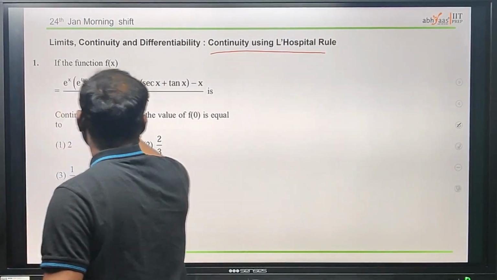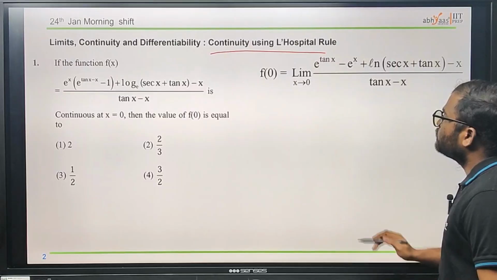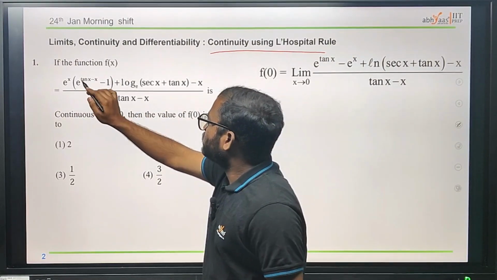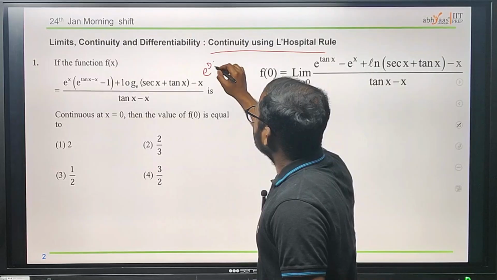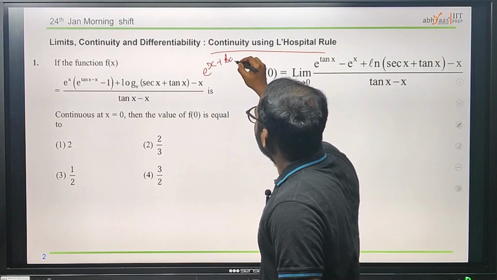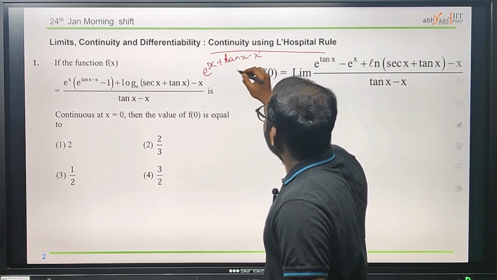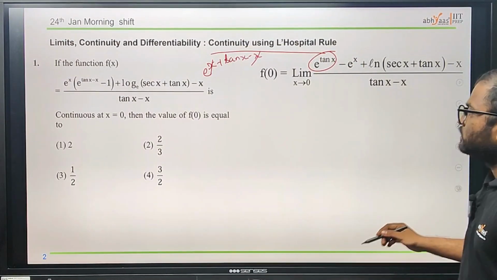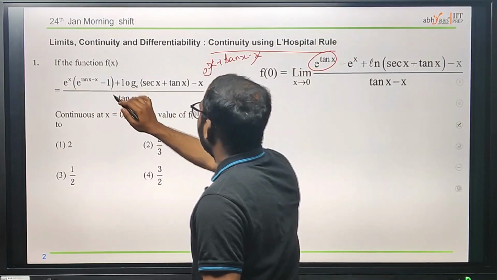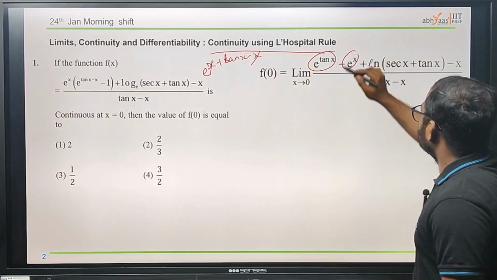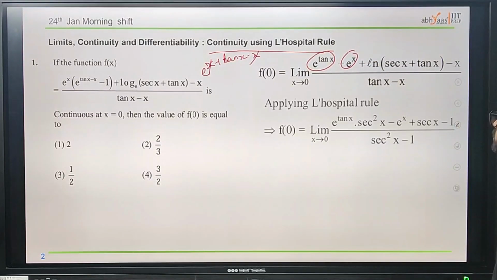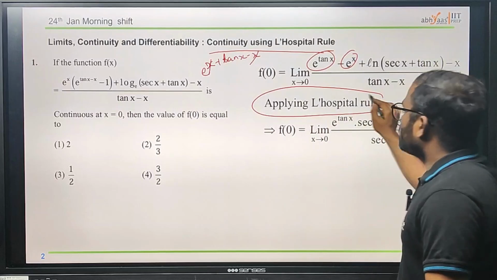Firstly, we have to simplify this. If we observe, e power tan x can be written as e power x plus tan x minus x. It will be cancelled, therefore what remains is e power tan x. Next, e power x will remain as it is, and the other one is similar. Now, for further proceedings, we apply L'Hospital's rule.